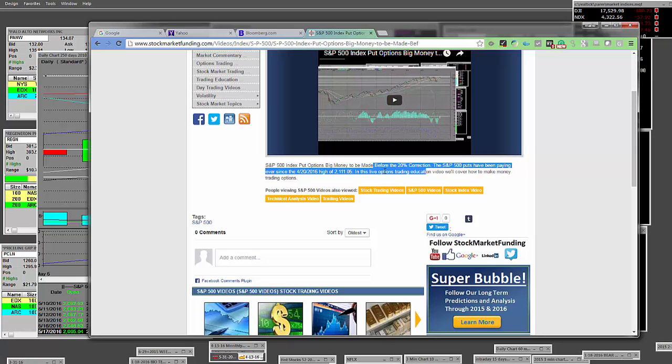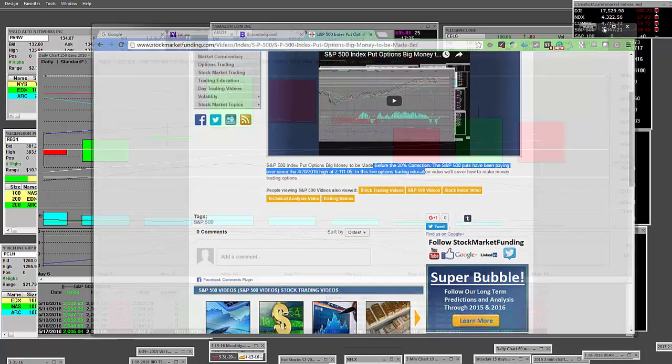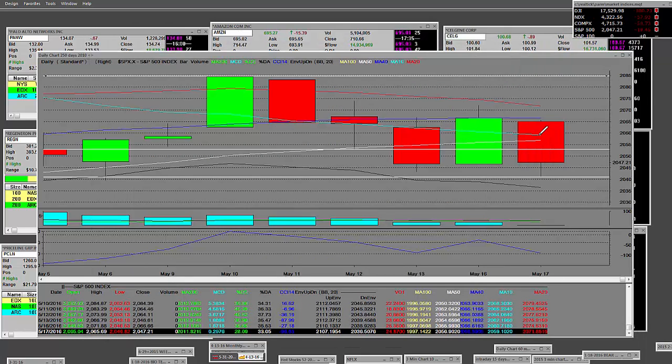S&P 500 index, 20% correction. We put this out on 5/5. Today is 5/17. Daily moving averages, 50-day moving averages getting killed. We're closing below it. The 10-day and the 20-day, we're closing below it. The 10-day simple moving average is at 2059. And basically, we're not done.